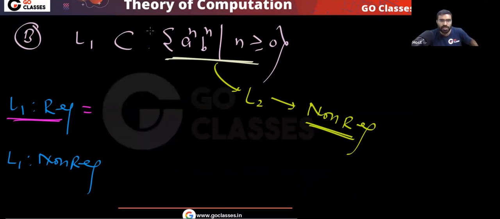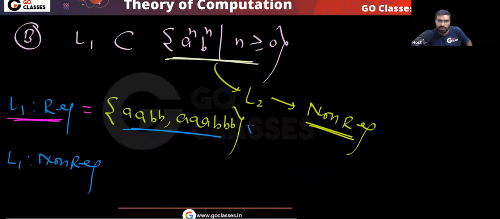But of course you can give me any finite language. Whatever finite language you want, you can give me. For example, you can give me the language {aabb, aaabbb}. That's it. Yes or no? This is finite. Any finite language you can give me.